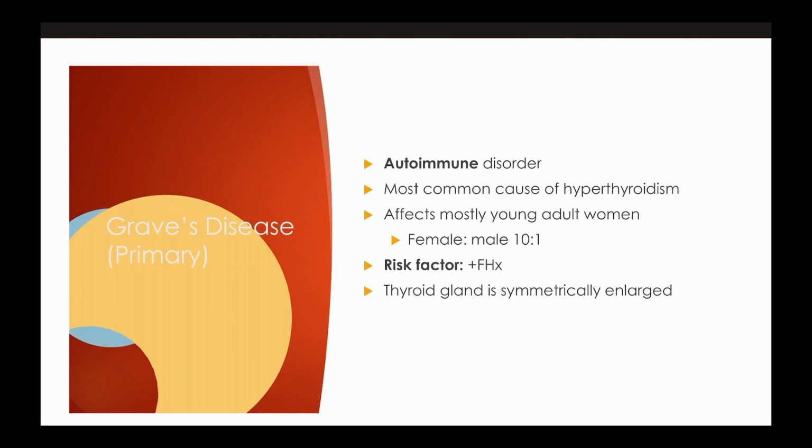So Graves' disease, the most common cause of hyperthyroidism. It is an autoimmune disorder. Young adult women, most of the time, 10-to-1 ratio, strong family history. So anyone else in your family have any thyroid problems? Here is another important part. Thyroid gland is symmetrically enlarged.